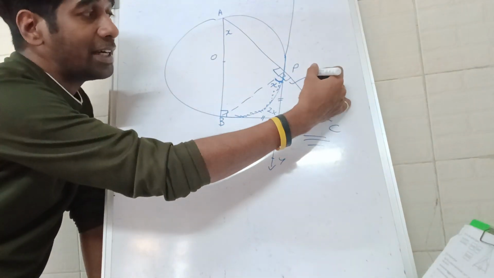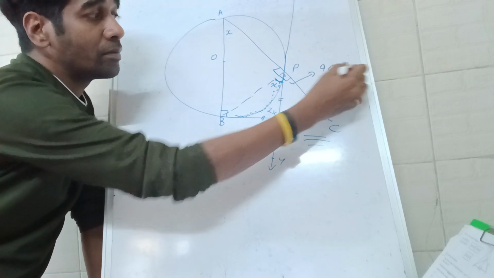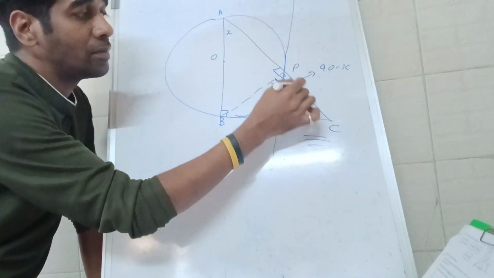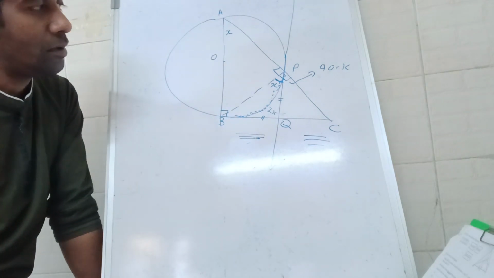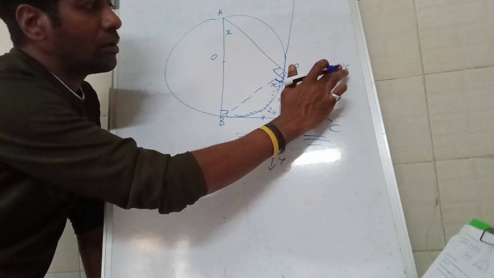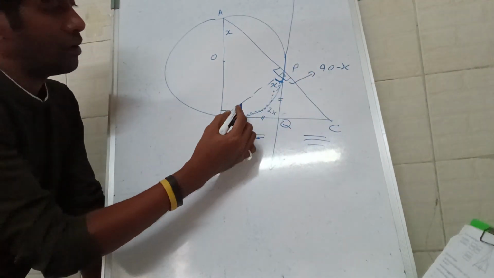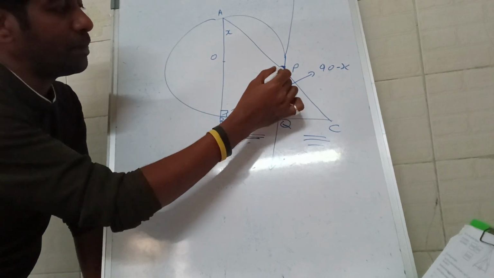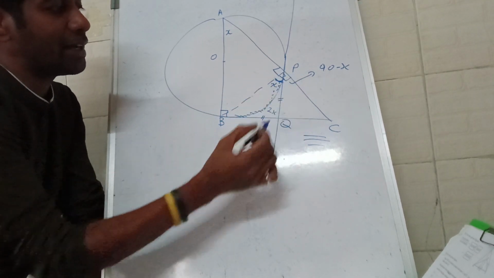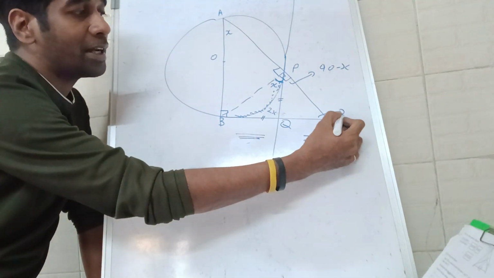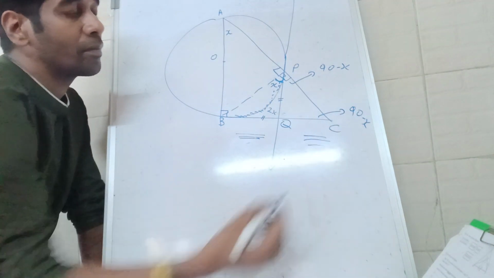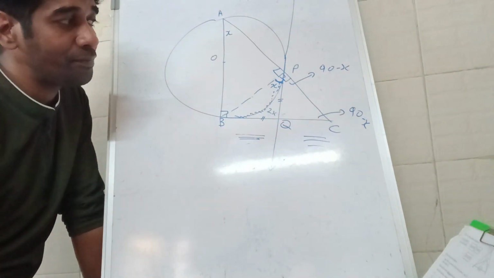Now this will become 90 minus x. Adjacent angle of BPQ: if this is x, this will be 90 minus x. In the big triangle this was x, this is 90, so this will be 90 minus x. Sum of angles of a triangle.